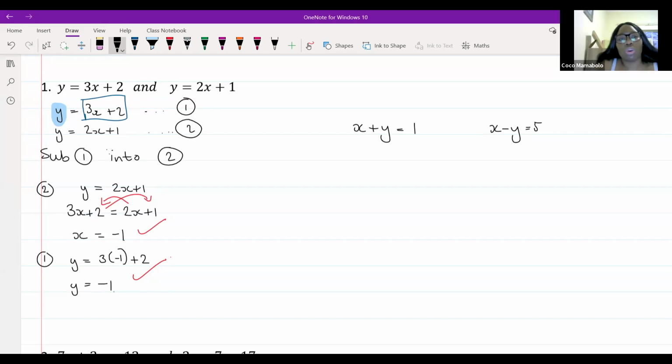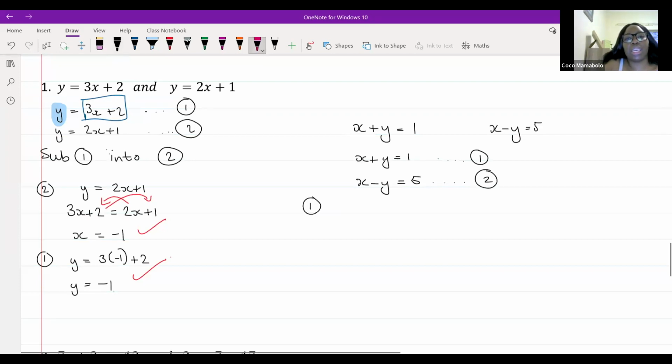All right. So I'm then going to go x plus y is equal to 1. That's equation 1. And x minus y is equal to 5. That becomes equation 2. Now I need x equals something or I need y equals something. So I'm going to take equation 1 and I want to make x the subject of the formula, which means I now need to take y over to the other side.